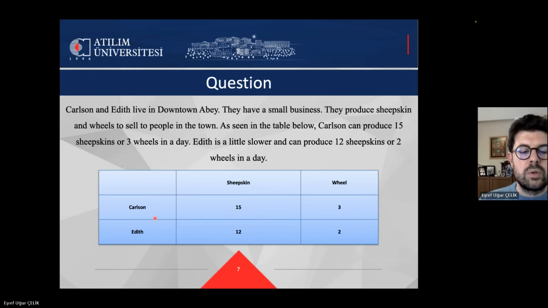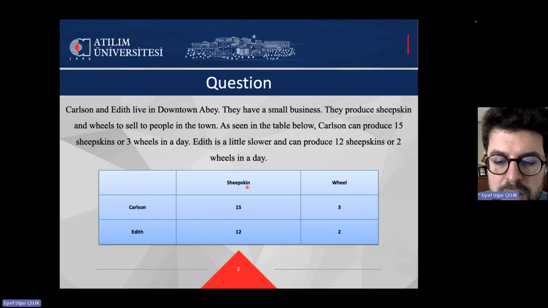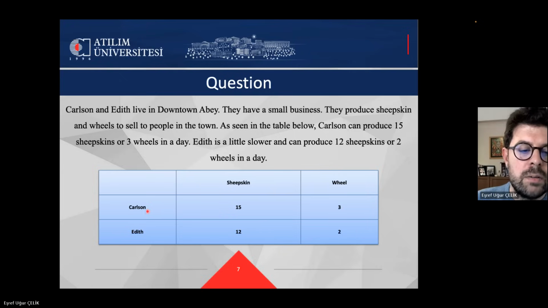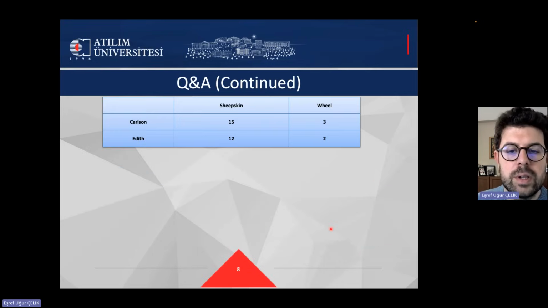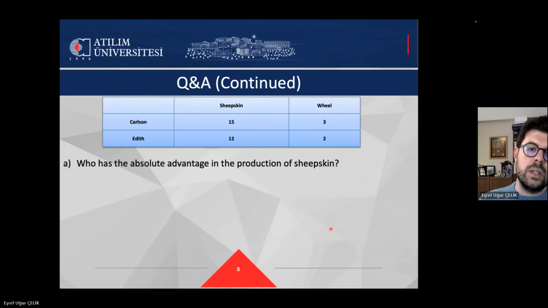We have two producers, Carson and Edith, and two productions or goods, sheepskin and veal. Carson: sheepskin 15 units for production, and for the veal 3 for Carson. Edith produces 12 sheepskin and 2 veal. Okay, let's start with asking the questions. The first question starts with the absolute advantage of the first good, that's called sheepskin.